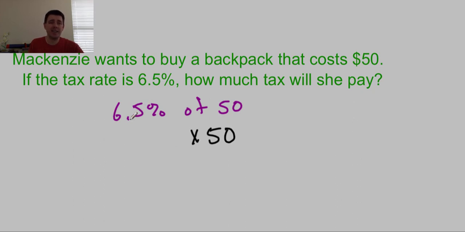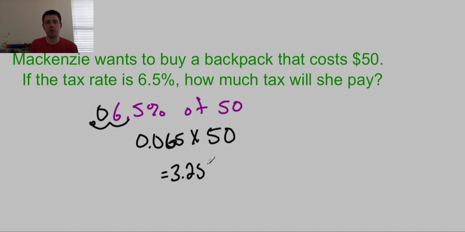Since this one's already got a decimal in it, let's leave it in decimal form, but we just move it over 2 spots to turn it into a decimal. So we want 0.065, same thing as 6.5% times 50. So my calculator, I type in, and I get an answer of 3.25. Makes sense. 6.5% is a small amount. Think of sales tax or something like that. So it makes sense to pay about $3 in tax on a $50 purchase.